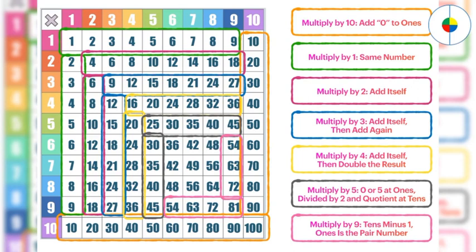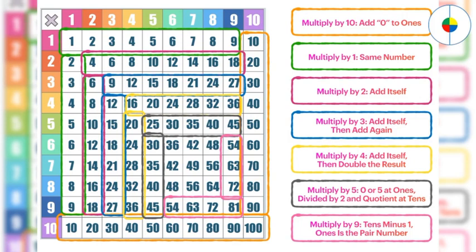Any number multiplied by 3, just add the same number, then add again. 6 times 3 is 6 plus 6 plus 6 equals 18, 3 times 8 is 8 plus 8 plus 8 equals 24. Any number multiplied by 4, just add the same number, then double the result. 6 times 4 is 6 plus 6 equals 12, 12 plus 12 equals 24, 4 times 8 is 8 plus 8 equals 16, 16 plus 16 equals 32.